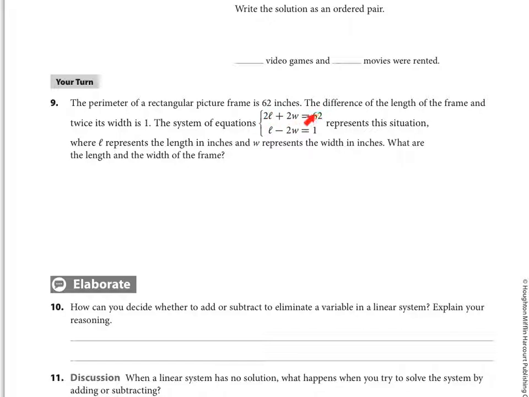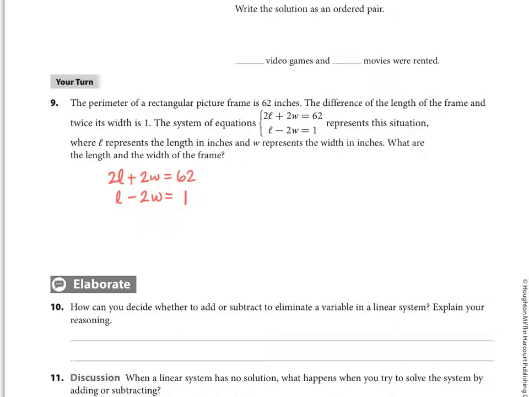The perimeter of a rectangular picture frame is 62 inches. That's the first equation, because perimeter is 2L plus 2W, 2 length plus 2 width, and it tells you the perimeter is 62. Then it says the difference in length of the frame, that's L, and twice its width, which is 2W, is 1. So difference means we're subtracting. Difference between length and twice its width equals 1. Let's solve this. We have 2L plus 2W equals 62. I'm rewriting it so that I can use my elimination method. L minus 2W equals 1.